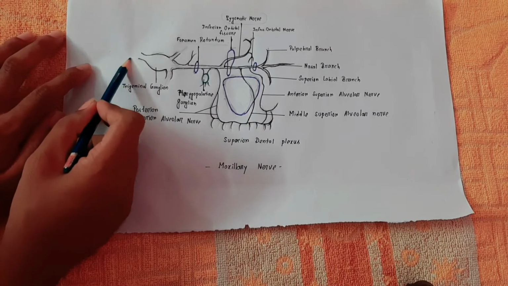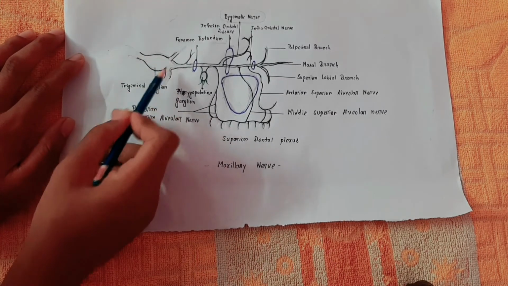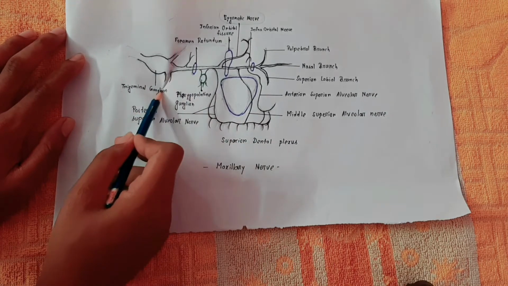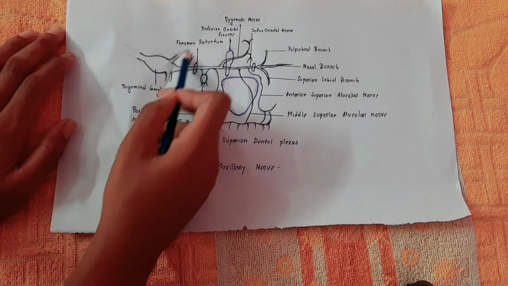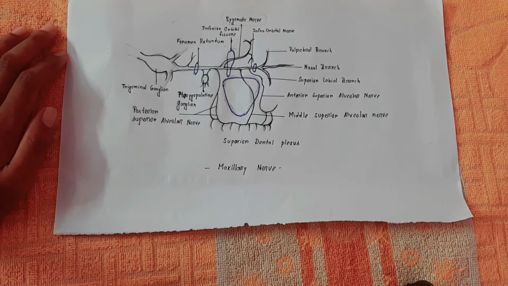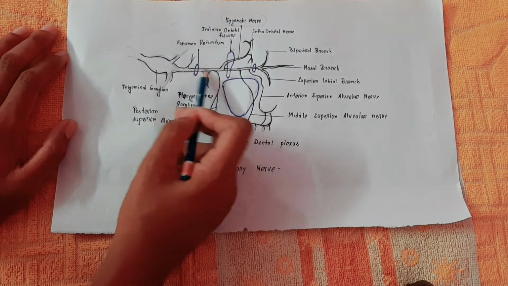So here in this picture you can see, this is the trigeminal nerve, which creates the trigeminal ganglion and divides into three parts: ophthalmic, maxillary and mandibular. The ophthalmic branch goes to the ophthalmic region, mainly the eyelids, lacrimal glands and lacrimal sac, and this is the maxillary branch, which supplies the maxilla or upper jaw.